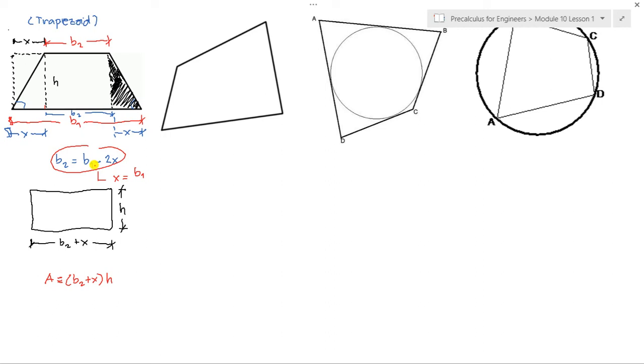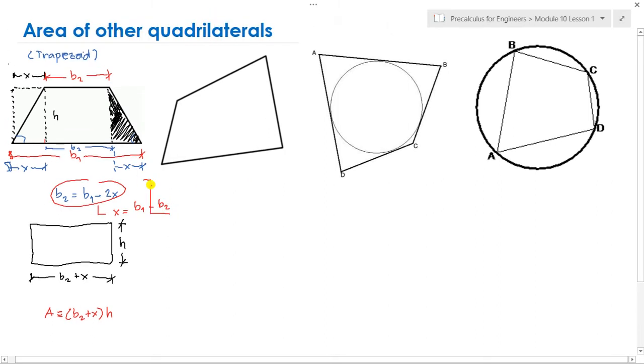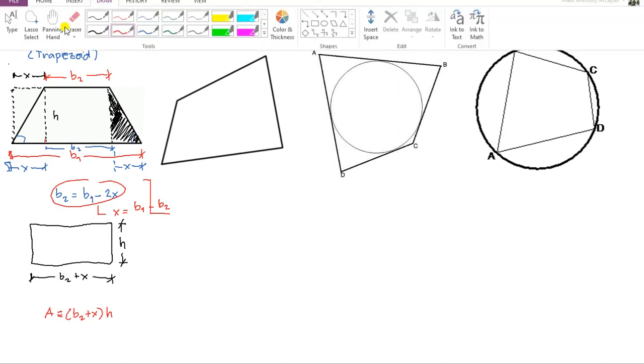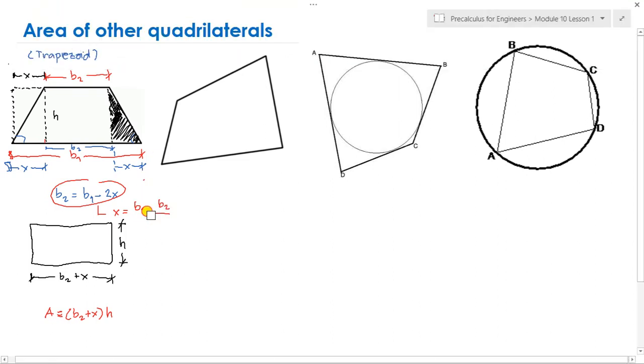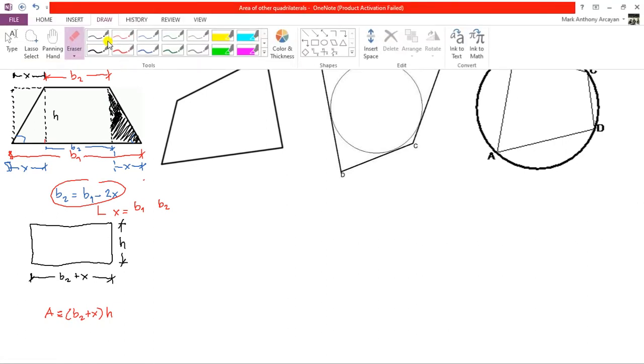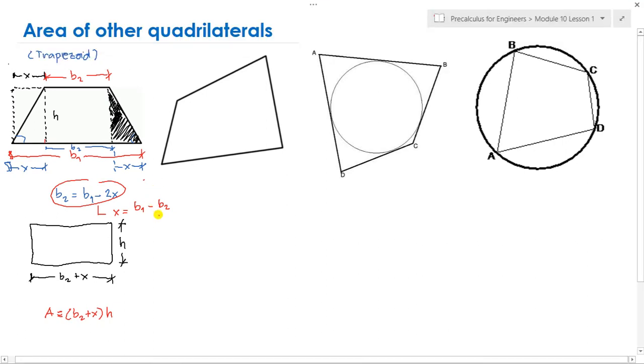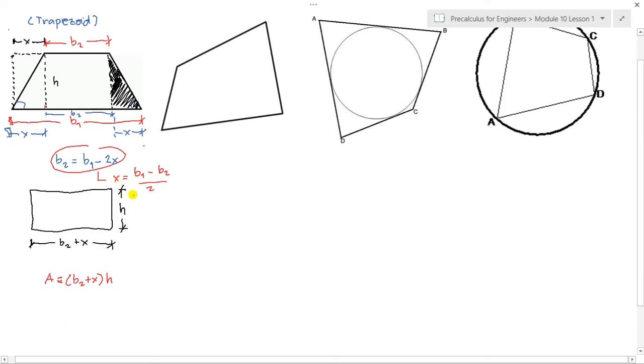Solving for x, so x here is base 1 minus base 2 all over 2. Okay, sorry. Base 1 minus base 2 all over 2. So this is base 1 minus base 2 all over 2. Now we're going to substitute this here.